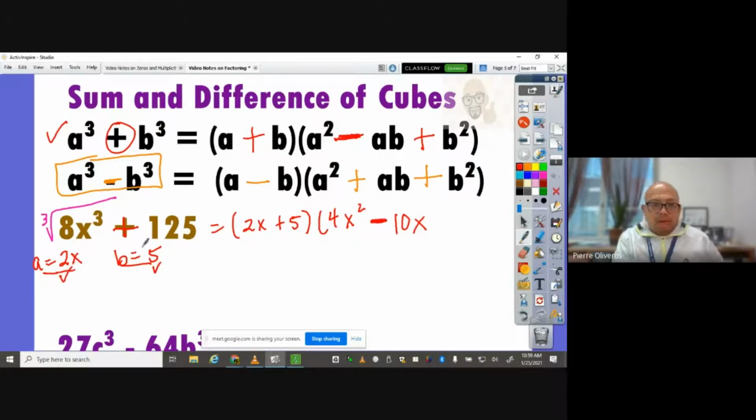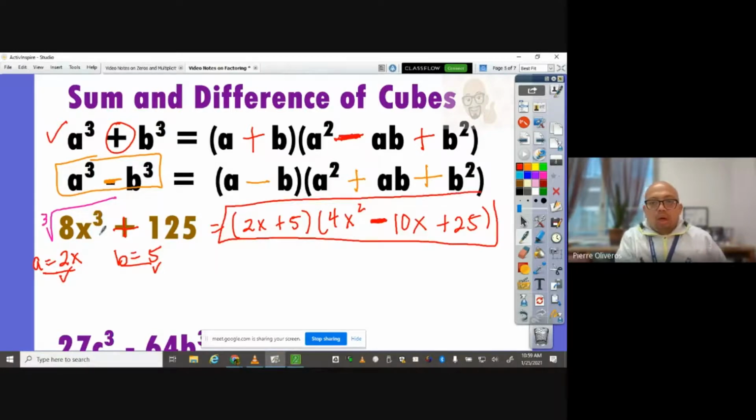You got it right. But 2x times 5 is 10x, but the formula says it's minus, so you're going to copy that minus there. Okay. Next, b squared. What's 5 squared? It's going to be 25. And that's the entire factor of 8x cubed plus 125. Okay. So again, let's recap. We have to find the a and b first, and then you apply the formula. Okay. Let's do one more of this.